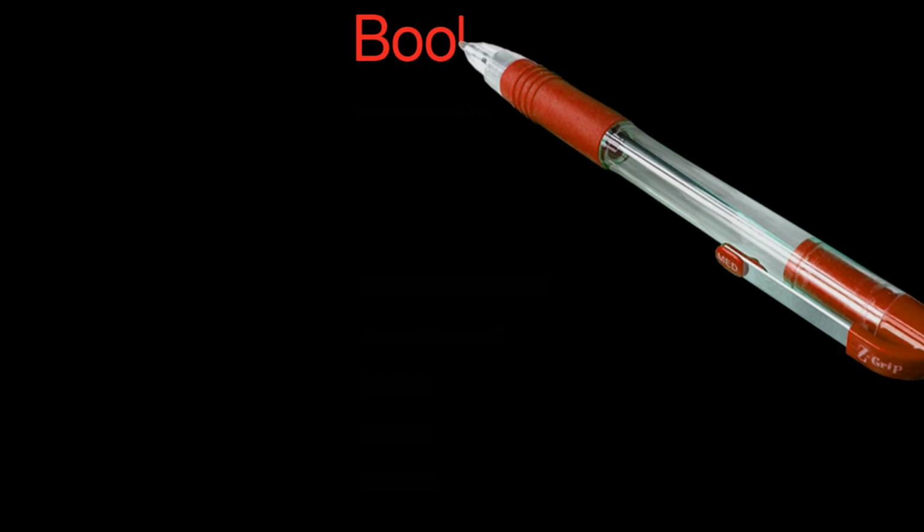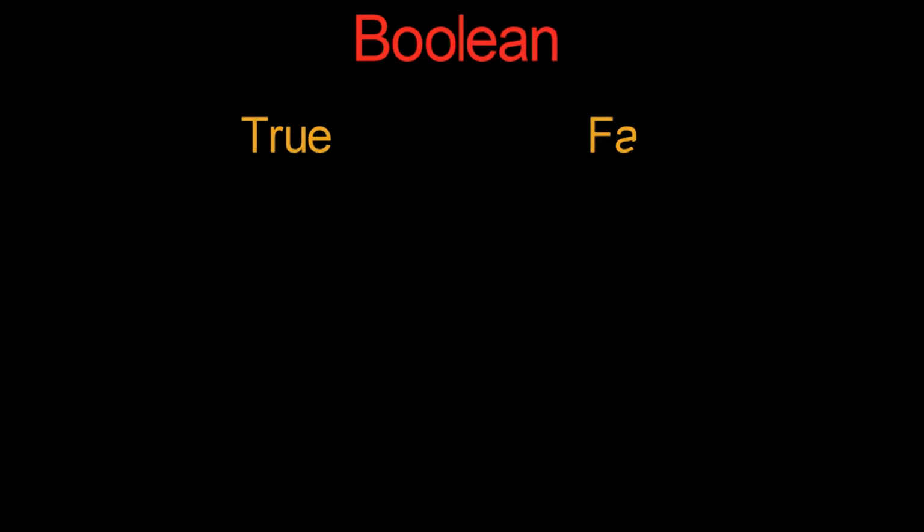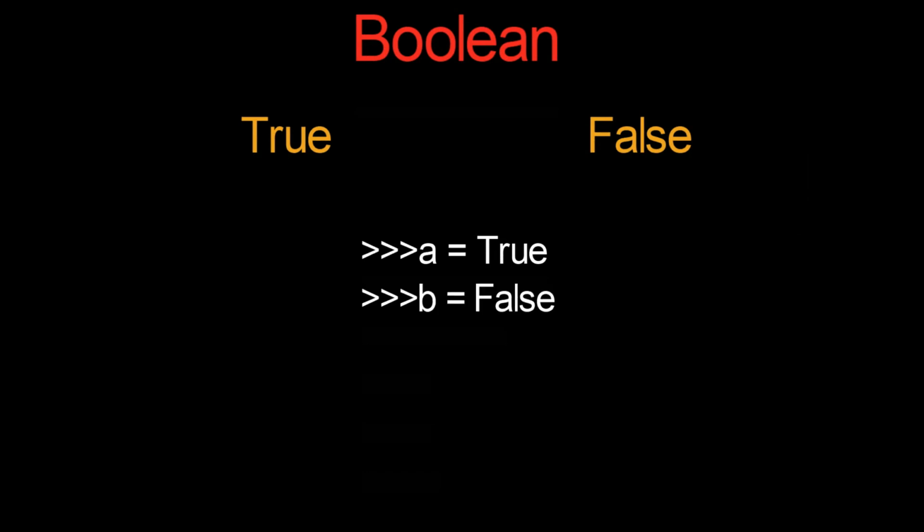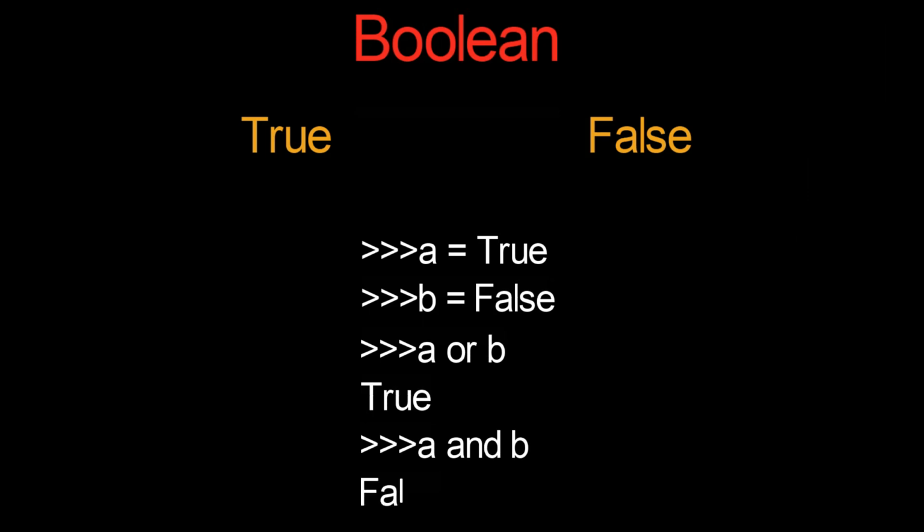Also, we have the Boolean data type which are True and False, like a equals True, b equals False. Here the T and F are capital, which is important because Python is a case sensitive language. They can be used to perform various conditional operations or any other operation like a or b, it will give the result as True. a and b, it will give the result as False. Now these are all the data types present in Python.